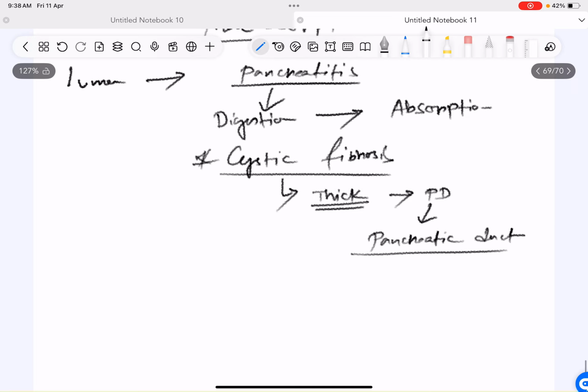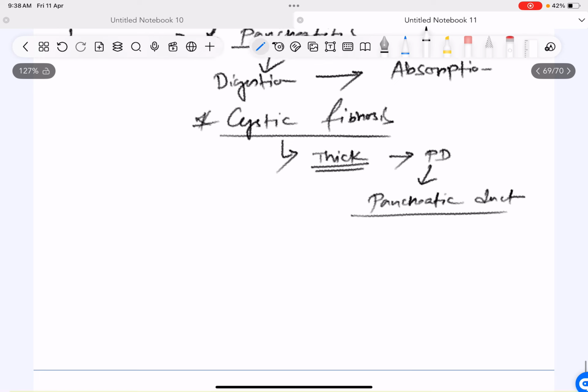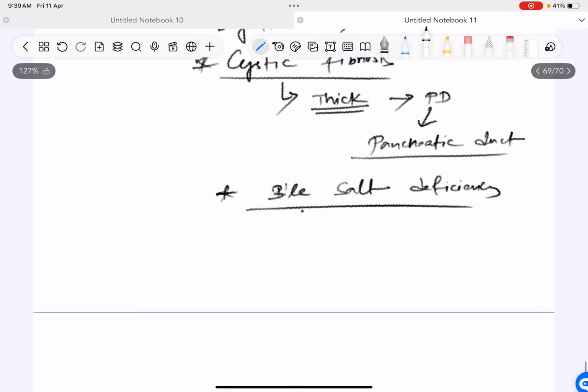So luminal causes, first we discussed pancreas, the pancreatitis, cystic fibrosis. Now next is bile salt deficiency. Now why will bile salt deficiency cause malabsorption? Because these bile salts are responsible for the emulsification of fats and formation of micelle.